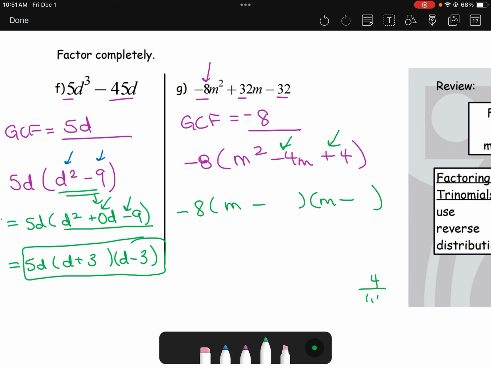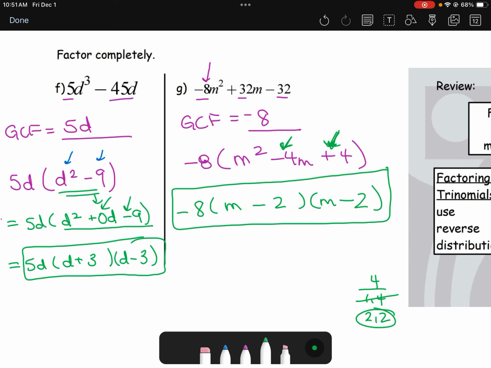So 4, I need factors of 4. Here are my factors of 4. I need factors of 4 that when I add, give me 4. Well, 1 plus 4 is 5. That doesn't work. And 2 plus 2, that is 4. Again, the signs are the same, the numbers are the same, so it doesn't matter where you put that in your parentheses. Just an FYI, if you're doing factors of your C and none of them work, that means it's not factorable.